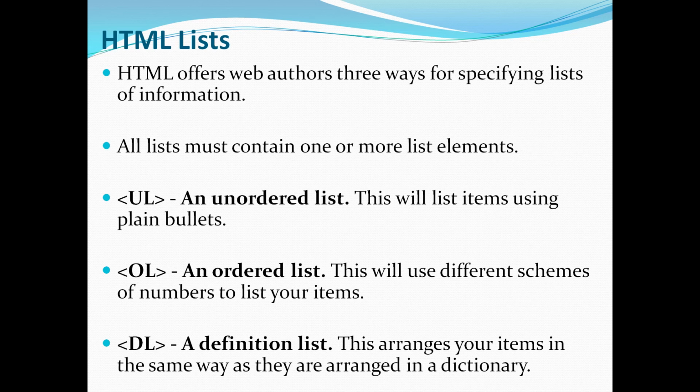In a definition list, the first word will be there, then the definition will be there. If you want to arrange the data like that, that is known as a definition list. The tag used is DL. So mainly there are 3 types of list: unordered list, ordered list, and definition list. UL, OL and DL are the 3 main types of list available in an HTML document.